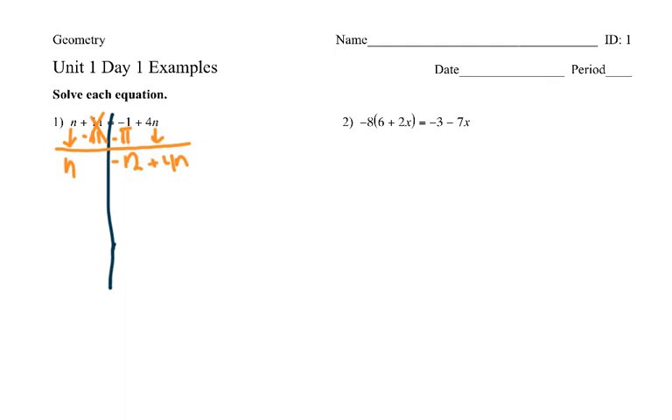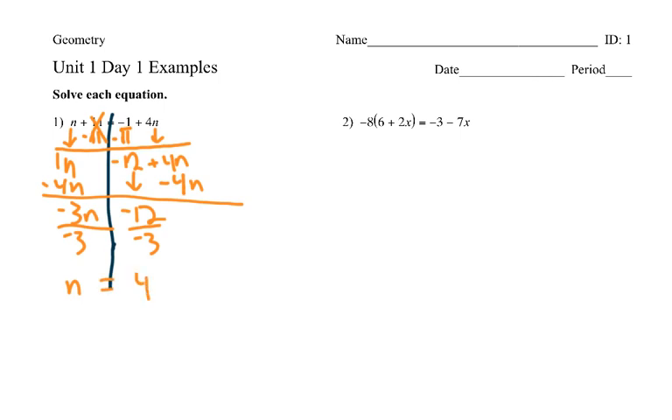Alright, then what I'm going to do is subtract 4n from both sides. So 1n minus 4n is -3n. I'm going to drop my -12. And because the -3 is being multiplied by n, I'm going to divide. That's going to undo the multiplication. -12 divided by -3 is +4. That's my solution. Okay, so that's number 1.